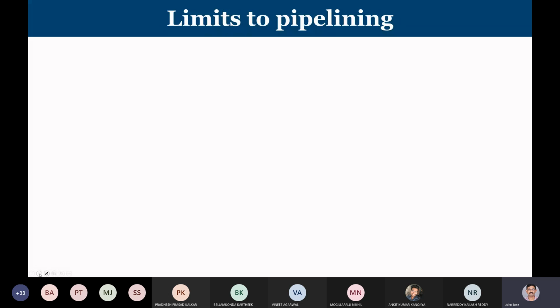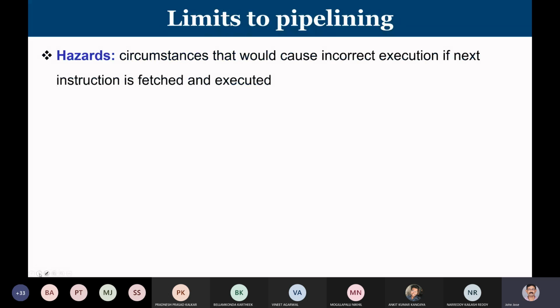So there are certain limits to pipeline. We will try to see that. Circumstances that would cause incorrect execution if the next instruction is fetched and executed are known as hazards. Pipeline hazards are not techniques. They are scenarios which could cause an incorrect execution if the next instruction is fetched and executed. We know that every cycle you can fetch a new instruction, and in the subsequent cycle it goes to ID, then the very next instruction goes to EX. So for each instruction we assign 5 continuous clock cycles right from the fetching up to the WB.